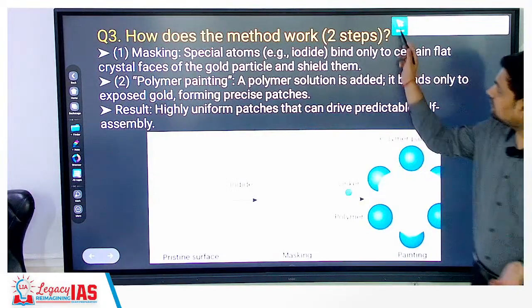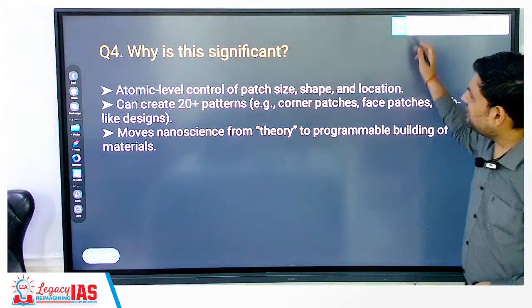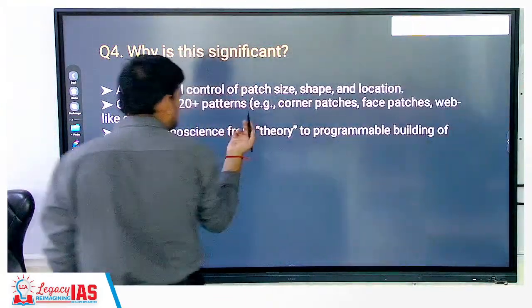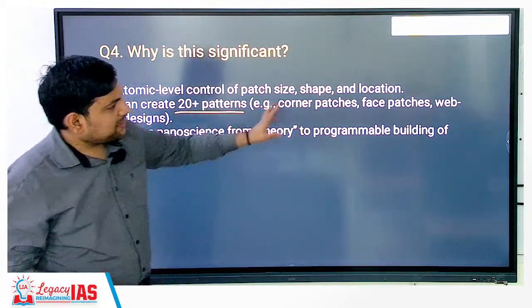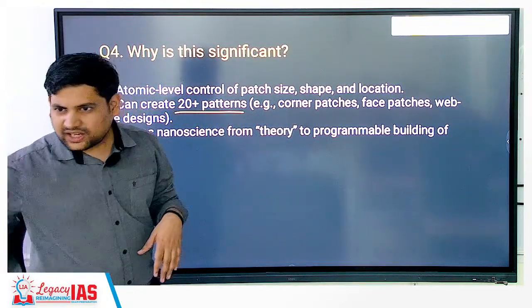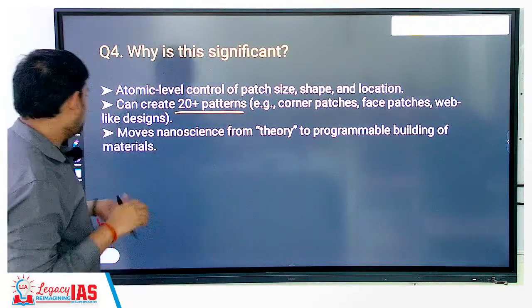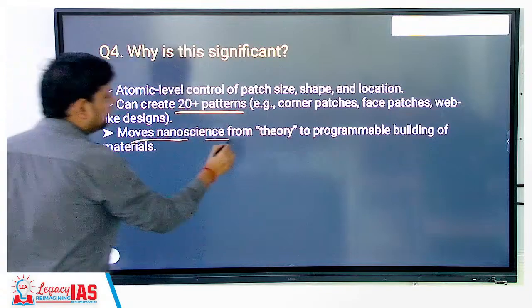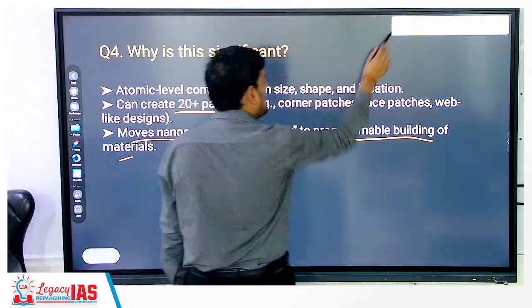Then, how is it significant? Atomic-level control will give you the ability to create 20-plus patterns, for example corner patches and face patches. These patches can be anywhere, based on which part I am covering and which part I am leaving. Now it moves nanoscience from theory to programmable building of materials. Fine.